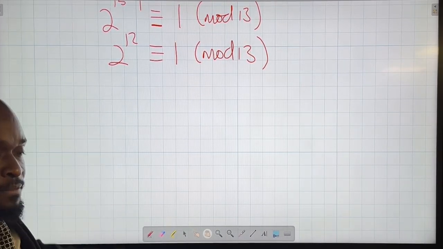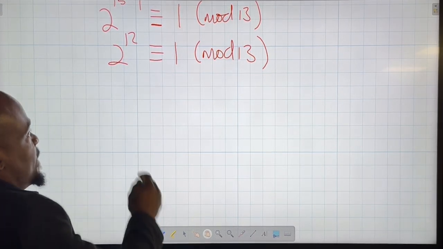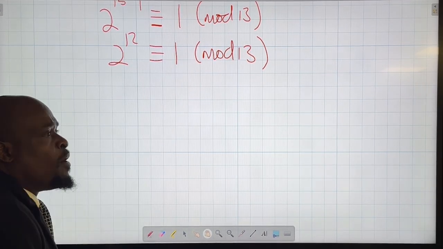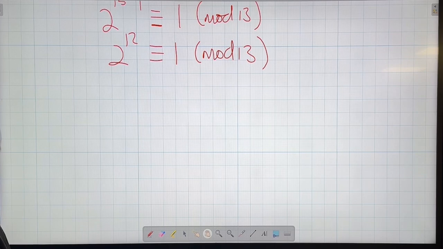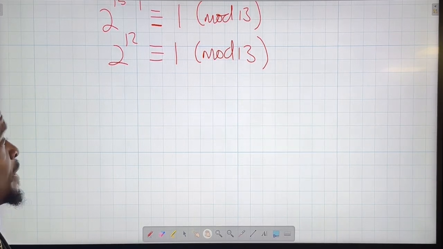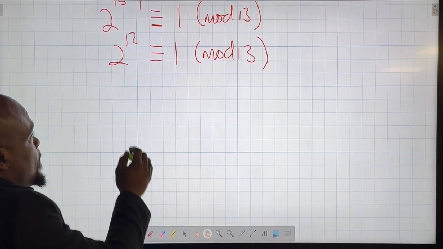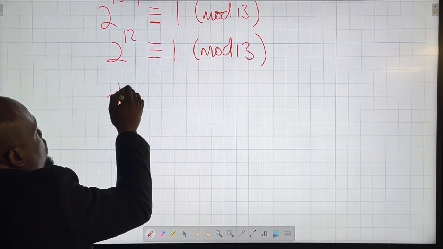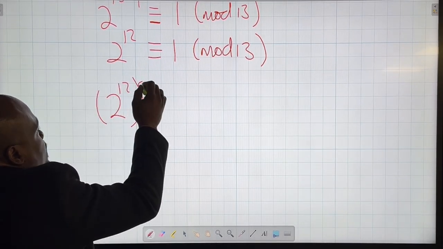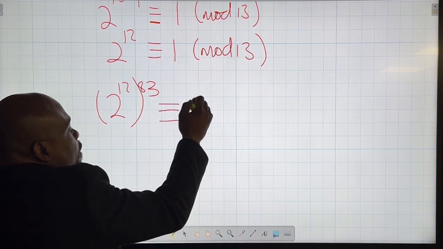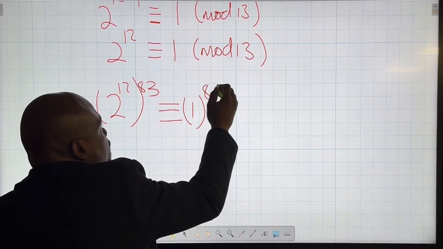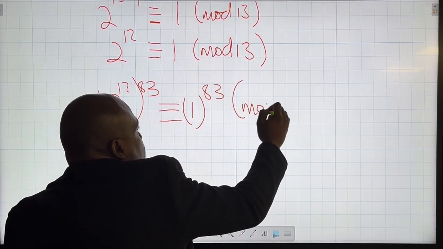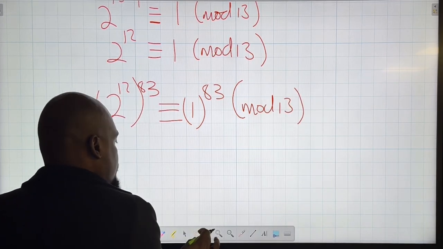Now, as a result, we can think of other numbers that we can raise. If anything to the power of 1 is congruent to 1, we can raise it to any power without any fear. So we can raise this number, 2 to the power of 12 multiplied by 83. Then we are going to raise 1 to the power of 83, still in mod what? 13.